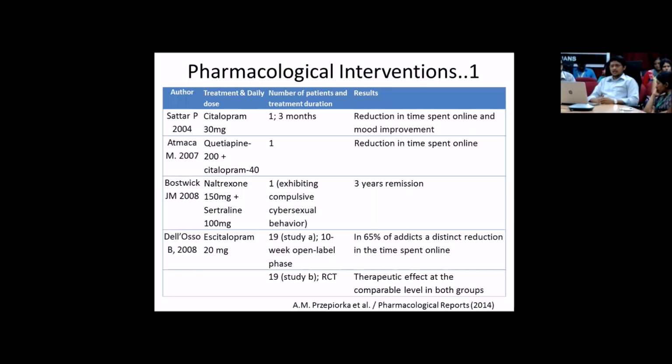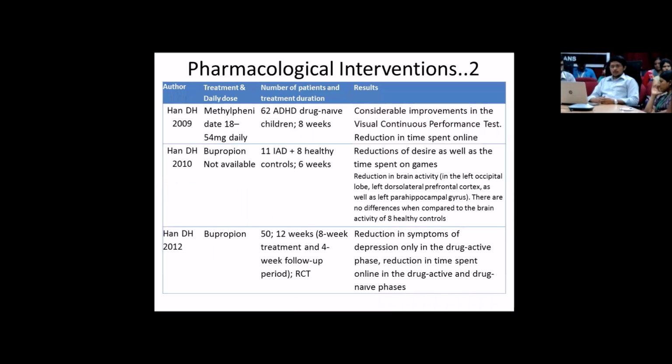There was equal efficacy among these three groups of studies, which come from the same researcher from China. They have used methylphenidate in a dose ranging from 18 to 54 mg in 62 individuals who had internet addiction and also comorbid ADHD. These were drug-naive children.